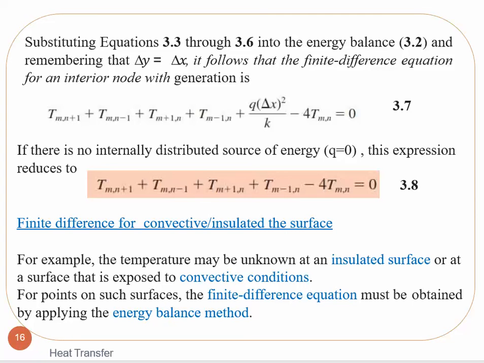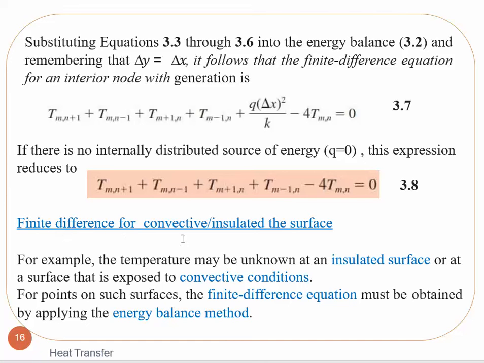Substituting equations 3.4 to 3.6 into the energy balance equation 3.2 and remembering that del y is equal to del x, it follows that the finite difference equation for the interior node will be: T m, n plus 1 plus T m, n minus 1 plus T m plus 1, n plus T m minus 1, n plus q del x squared by k minus 4 T m, n is equal to 0. If there is no internal distributed source of energy, q is equal to 0. This expression will be the standard equation.